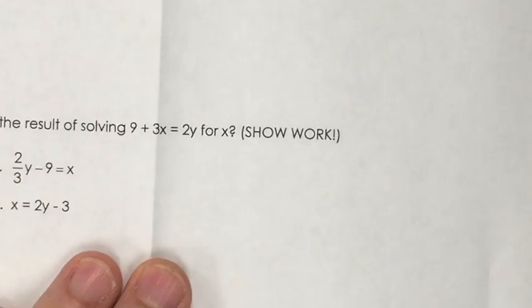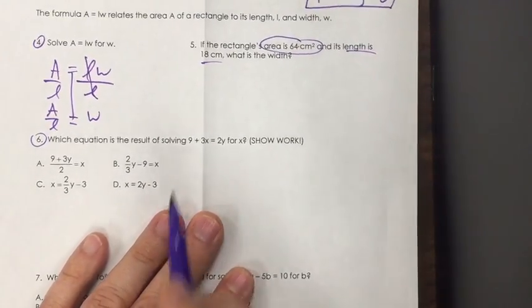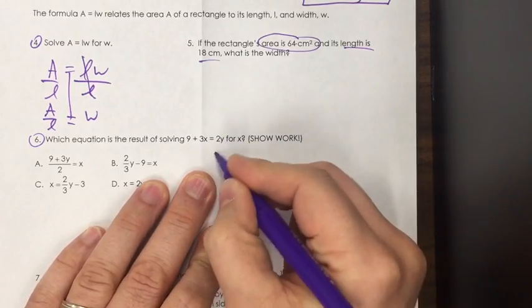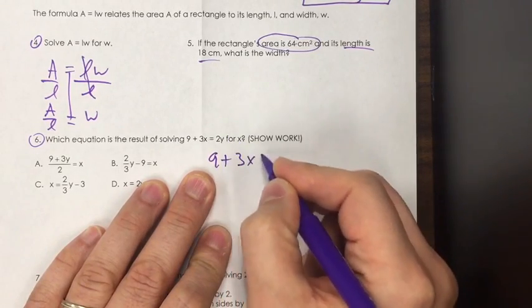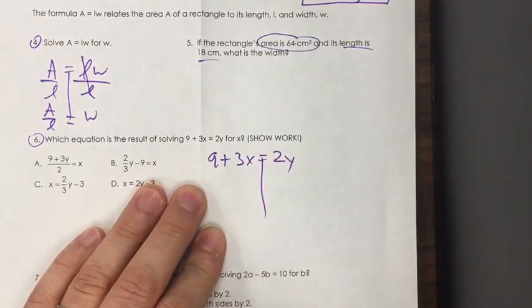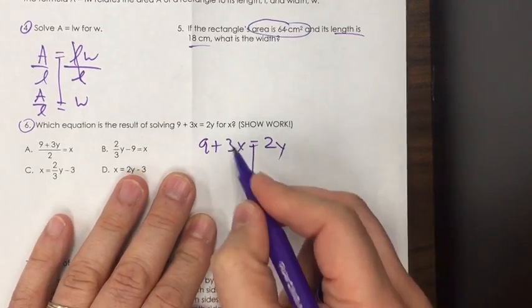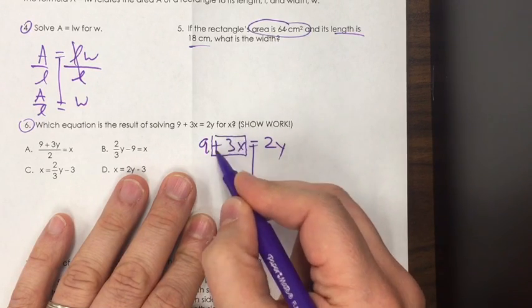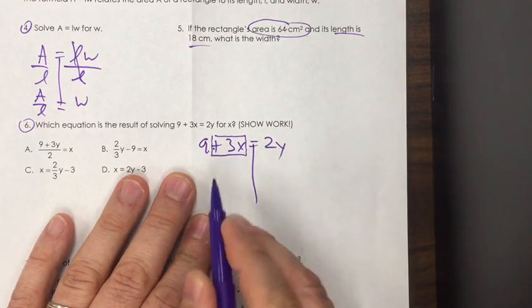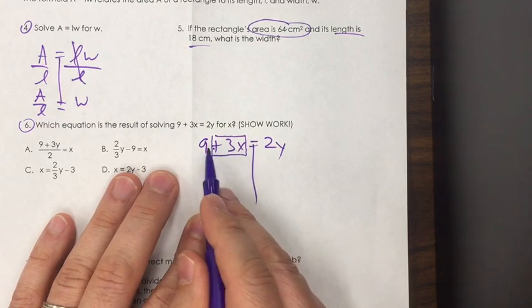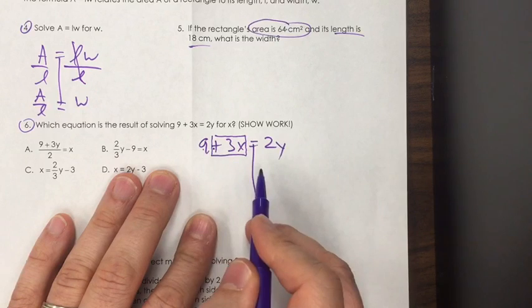It says which equation is the result of solving 9 plus 3x equals 2y? And they want us to solve it for x. So here's my wall. I've got to find the term with the x. Here it is. I'm going to go ahead and circle the plus also, because the sign in front belongs to it. So there's my term with the x. What other term is over there? The 9 is over there and I have to get rid of it.